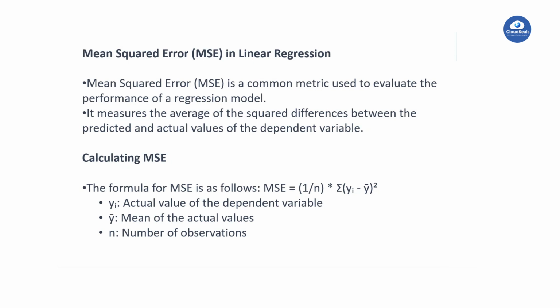So it measures the average of the squared differences between the predicted values and actual values of the dependent variable. How do we calculate that? For example, MSE equals 1 by n. 1 by n means if we are using 30 records for testing purposes, that 30, the number of data points we are using for the test, is the n. Y i is the actual value.